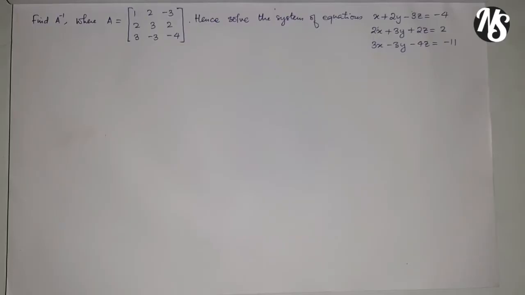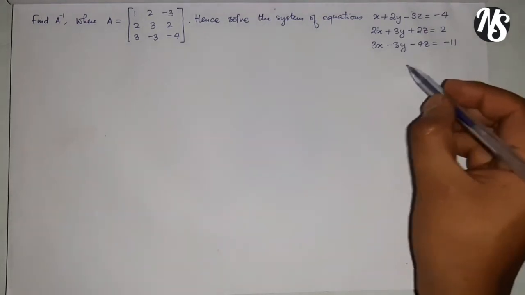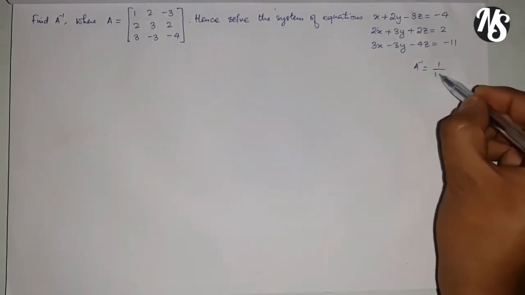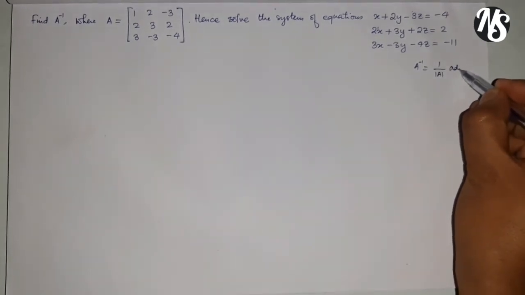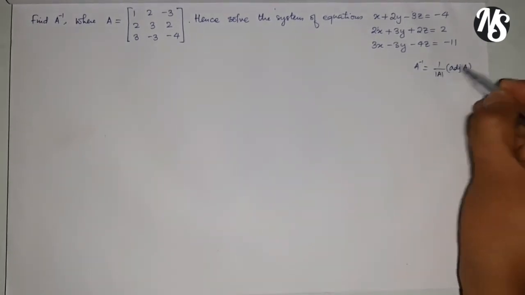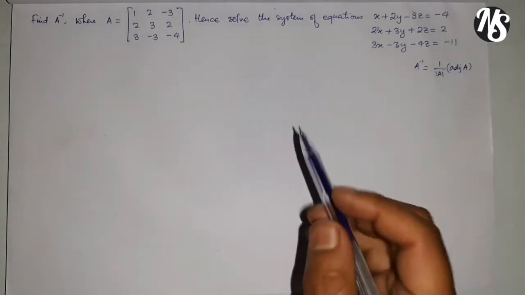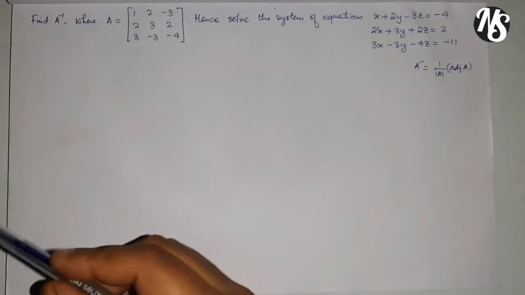Let's have a look at this particular problem. The question says, first find A inverse. All of you know how to find A inverse, right? Again, the formula says A inverse is nothing but 1 by determinant of A into adjoint of A. That's the formula that is available with us. Let's quickly find A inverse for this particular matrix.